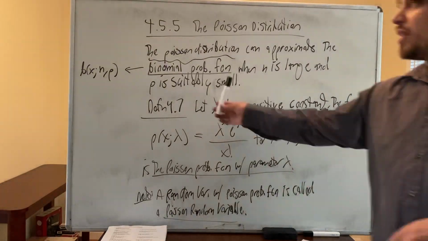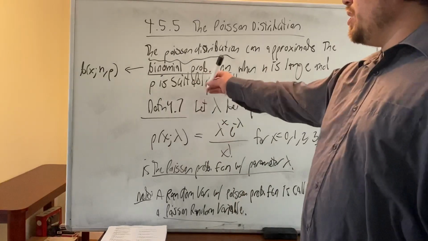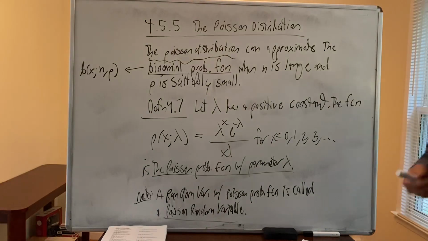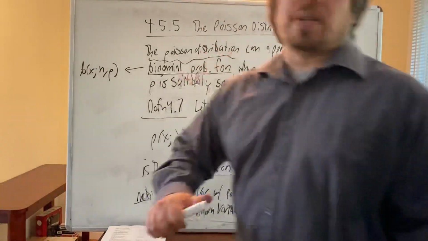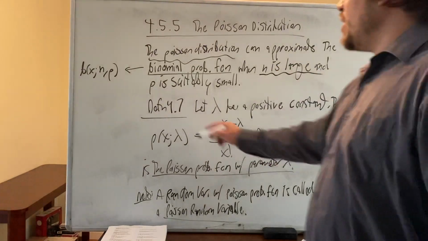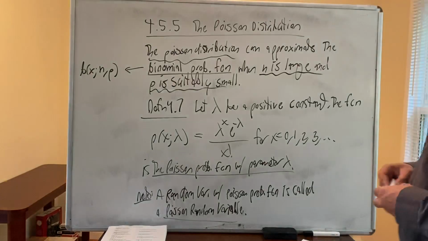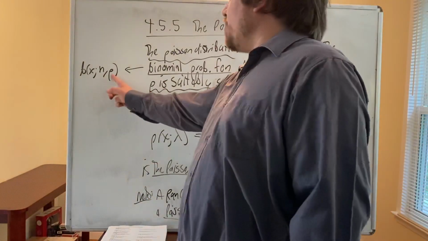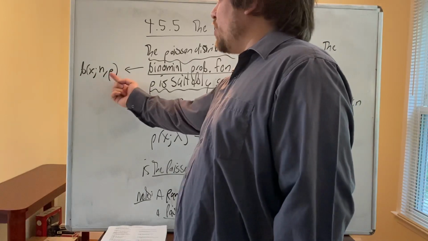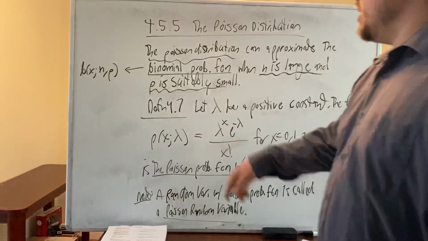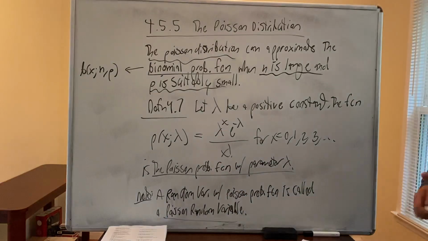And so you can find the value of that by finding the corresponding value of the Poisson probability function. This function will approximate the value of that one, and the same the other way. That's when little n is large and little p is suitably small. If n is large enough and p is suitably small, much smaller than n, then this probability is approximately that one.